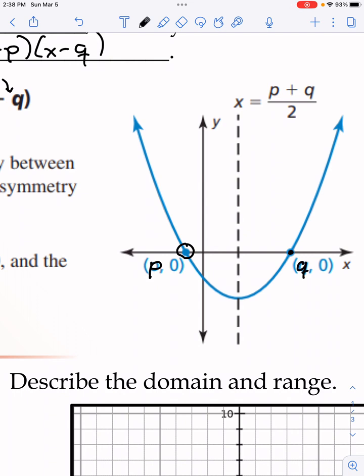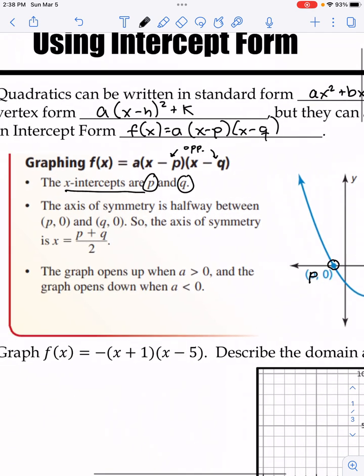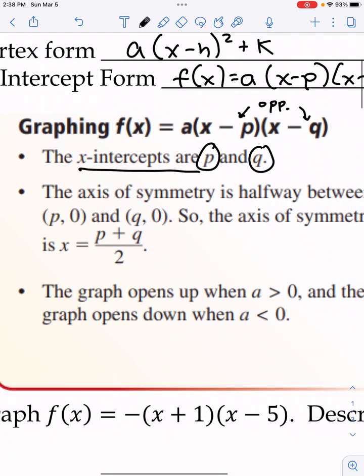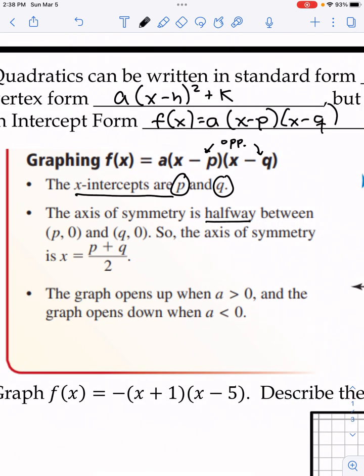Now, since they are graphed like this on the x-axis, your axis of symmetry, this vertical line, we know that it goes through the vertex, but it should be equal distance between p and q. So as you see on the second bullet point, the axis of symmetry is halfway between p and q, or p comma 0 and q comma 0. It's p plus q divided by 2.